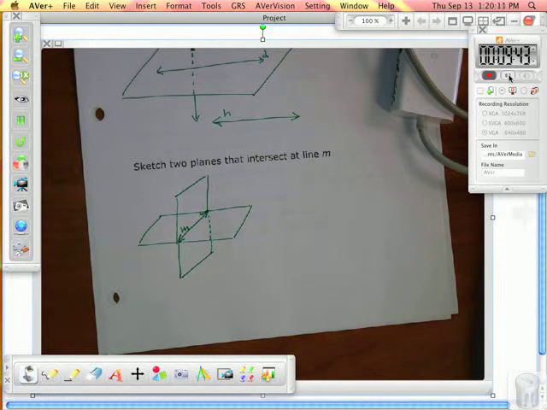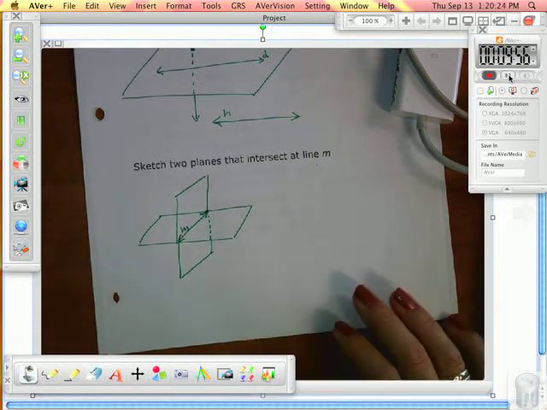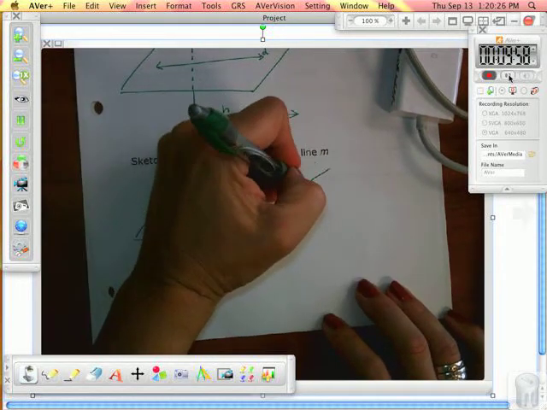Okay, now I'm going to draw a different one. I'm going to draw one that is kind of like this. These 2 planes intersect, don't they? This plane and this plane. So we're going to draw one that looks like that. All right. Okay?